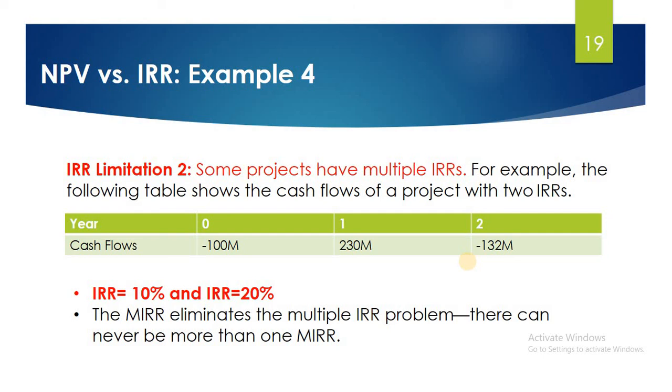So over here, because of these two IRR, the result is confusing. Which one should we accept, 10% or 20%? So, this is one of the limitations of IRR. However, this problem can be solved by modified internal rate of return, though we are not covering modified internal rate of return in this course.